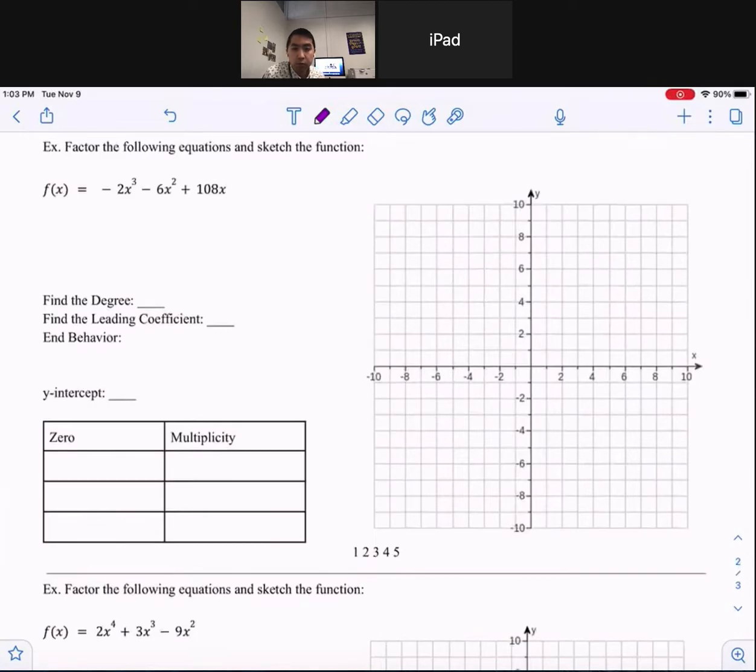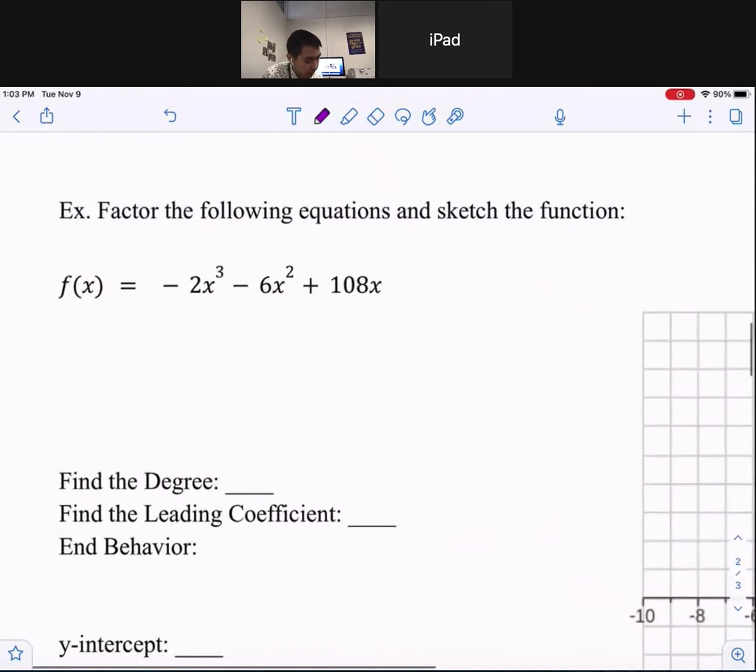Next, we got this. So again, you have to factor, so you can divide each one by 2, and you could take 1x away. So divide each one by -2 and take away an x. So we get x squared plus 3x minus 54.